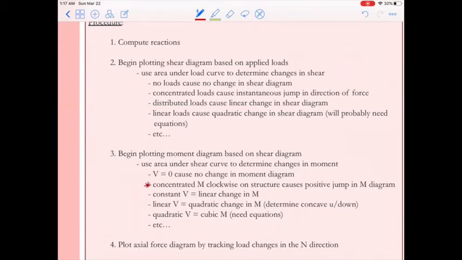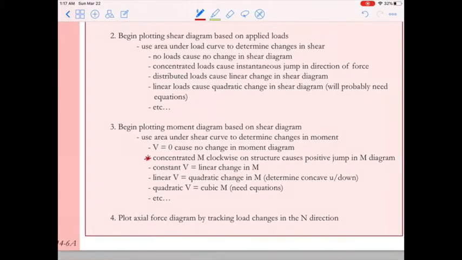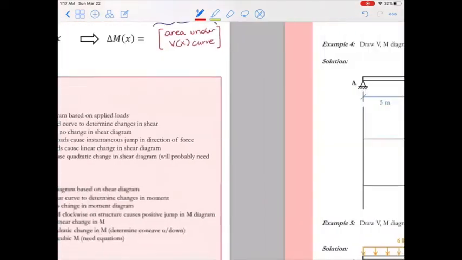Jumping down to moment diagrams, we see that we use the area under the shear curve to determine changes in the moment. If we have V equals 0, then there's no change in the diagram. Concentrated moments, clockwise on the structure, cause positive jumps. And then we see that relationship: constant V, linear change in moment; linear V, quadratic change. So again, remember they're related by the integral.